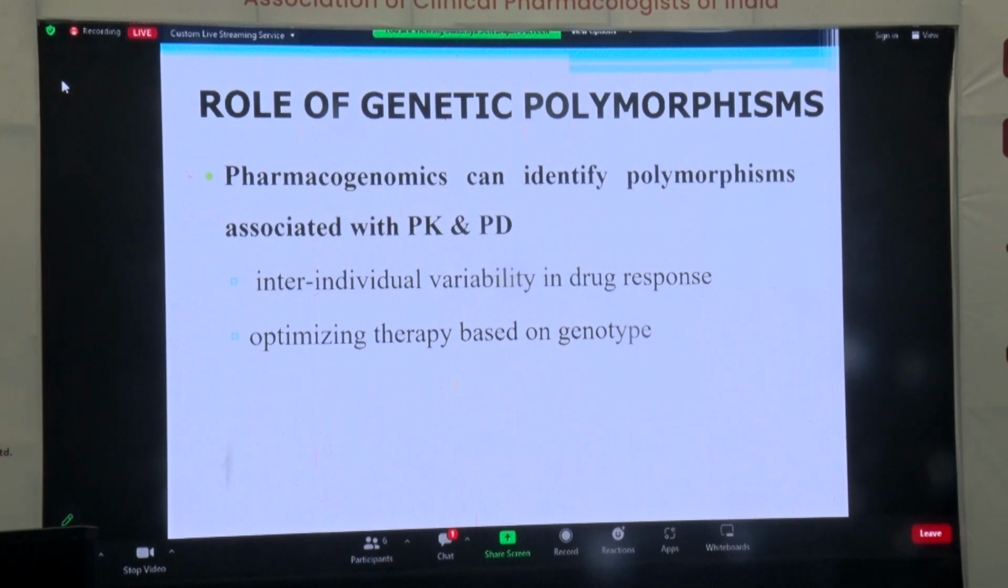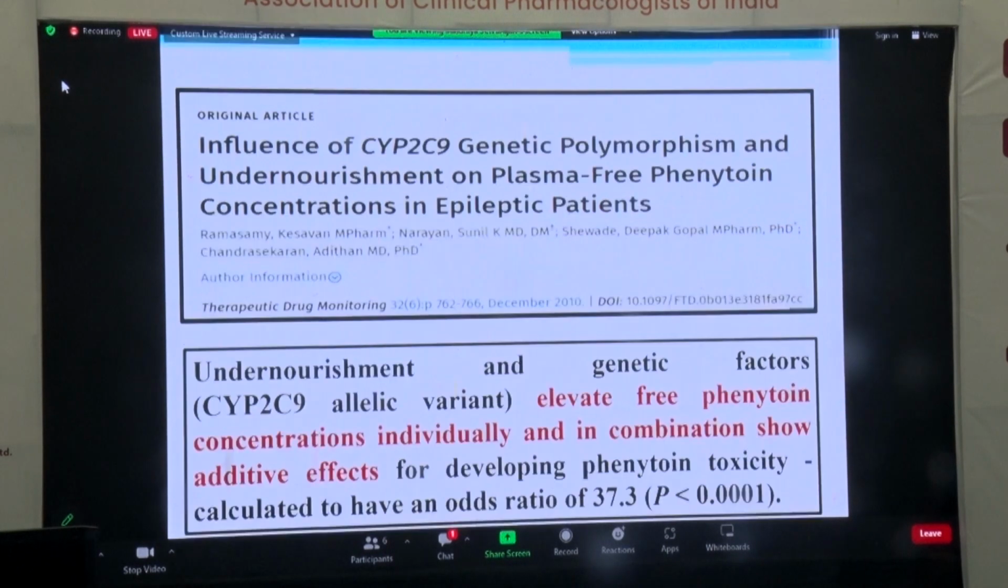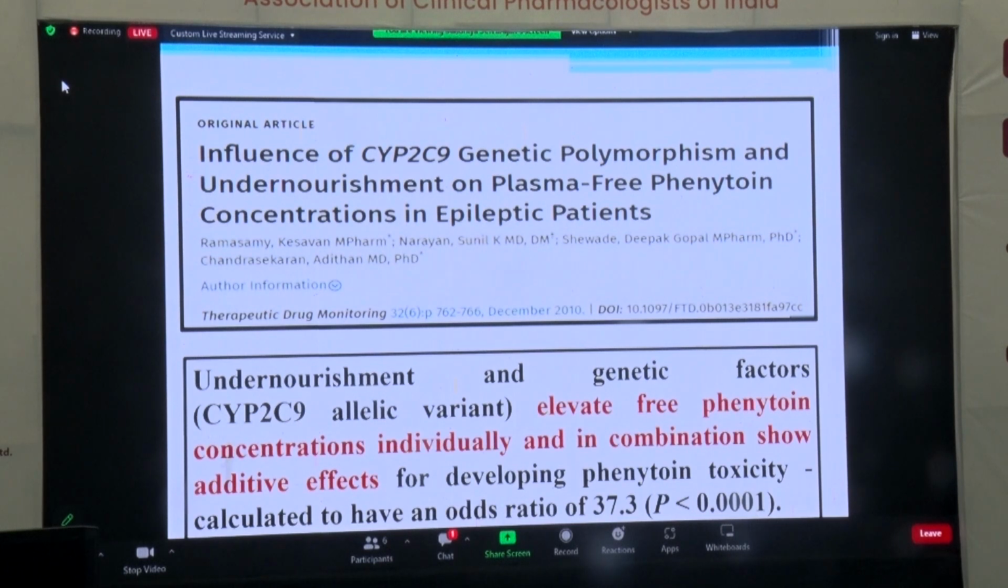Apart from that, we also should keep in mind the reason for variation in therapeutic range could also be due to the genetic polymorphisms involved. Even though the patient is taking the drug properly, even though the dose given to him was appropriate, if there are few genetic polymorphisms, they may have an effect on this plasma concentration. So some of the studies, let me show some of the studies done from our own center.